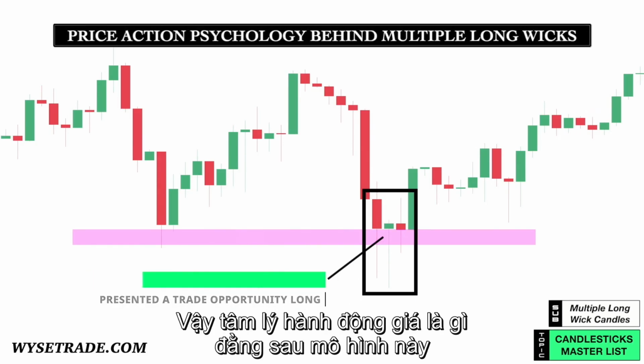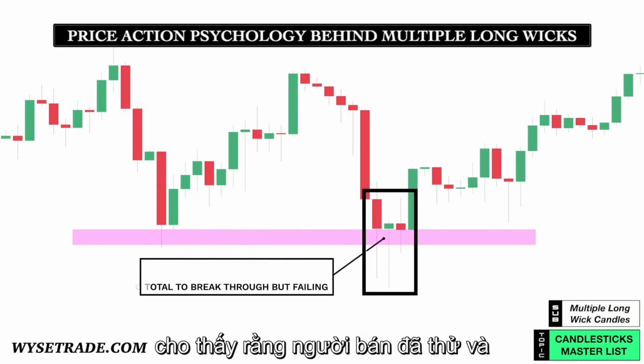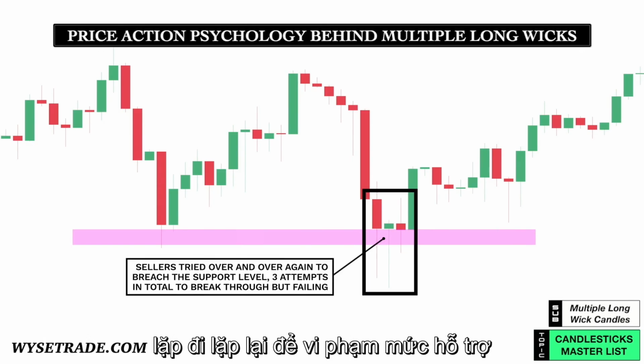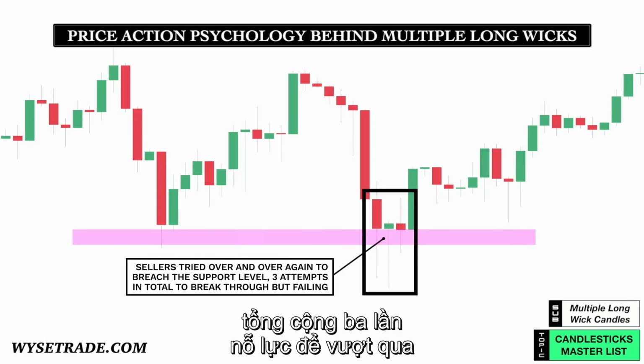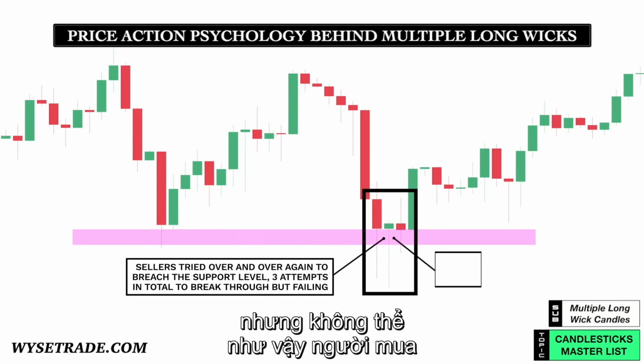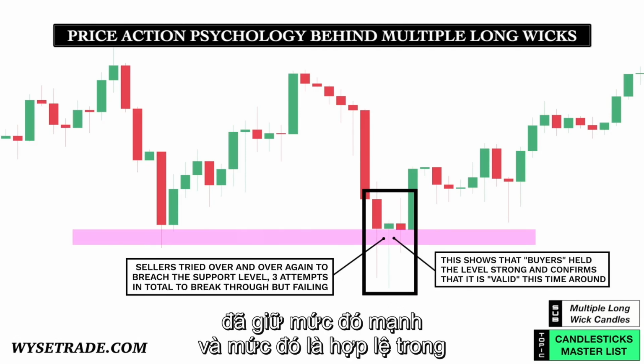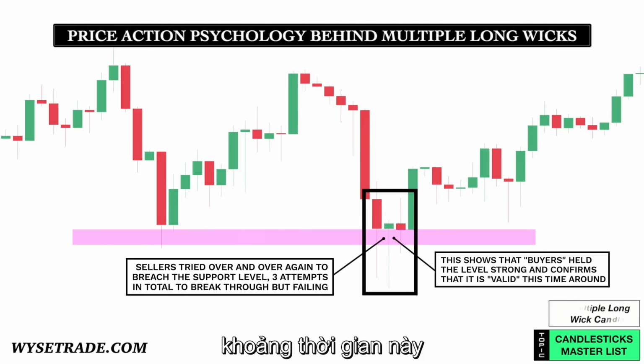So what is the price action psychology behind this pattern? This shows that sellers tried over and over again to breach the support level, 3 attempts in total to break through, but failing, showing that buyers held the level strong and that the level is valid this time around.